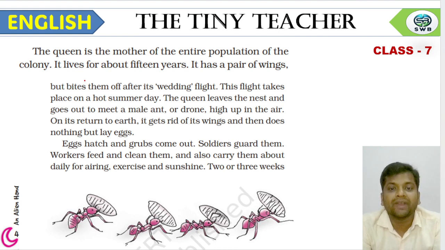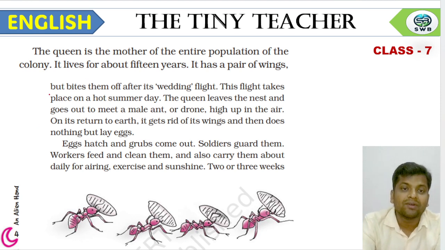The male partner, or the male ant, is known as the drone. Try to remember it: the other name of the male ant is drone. It goes high up into the air. After mating in the air and spending some time up there, it tries to come back to the earth, and when it comes, it gets rid of its wings. That means it bites its wings off and removes them from its body. And after that, what does it do? It only lays eggs and does nothing else inside the anthill.